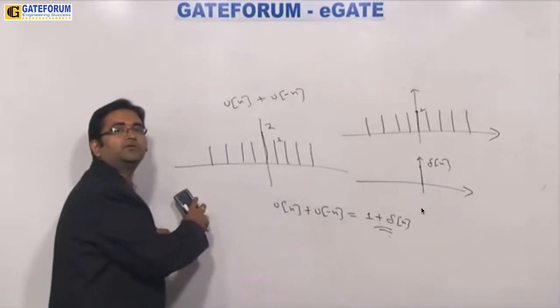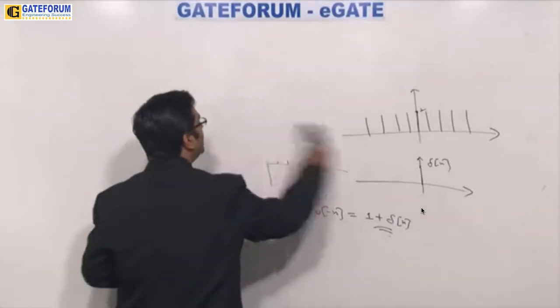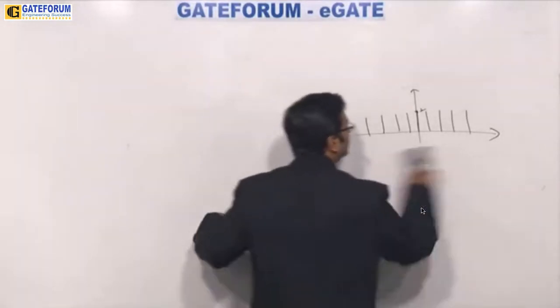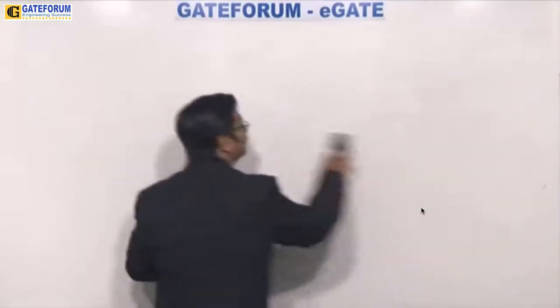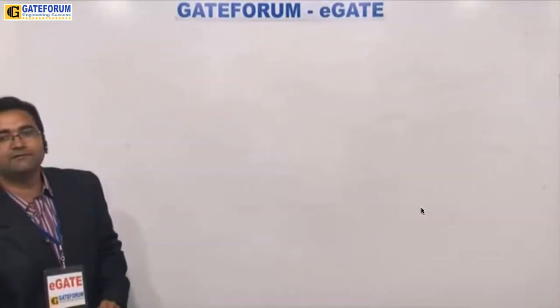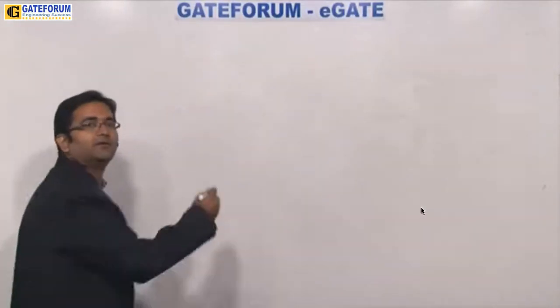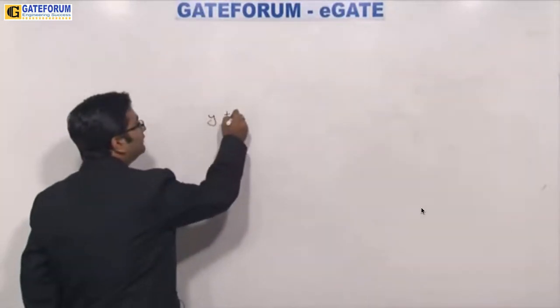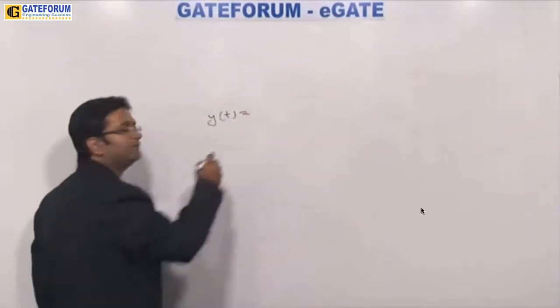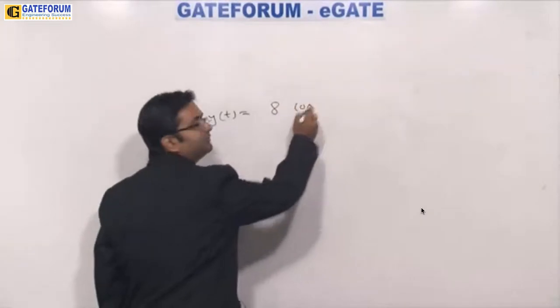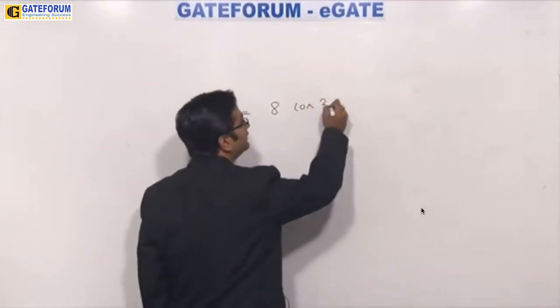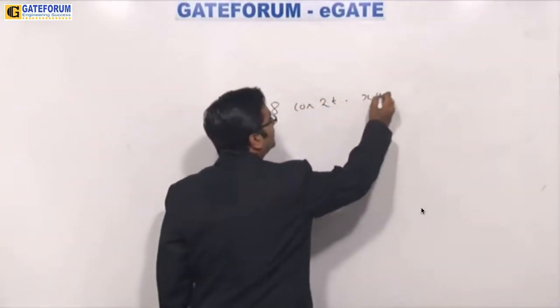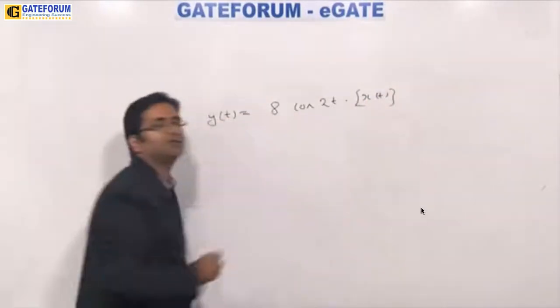How is 8 cos 2t times x(t) linear? See, now again the rule is the same. The dependent variable is not multiplied with itself or with its derivative or with another dependent variable. Now look at this. y(t) equals 8 cos 2t times x(t), right? Now this x(t) is different, cos 2t is different.